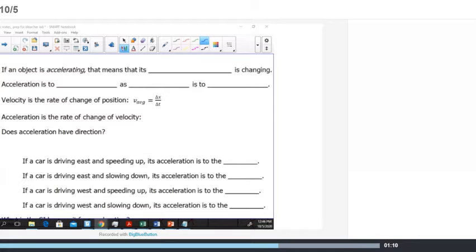So I want to start off with this. If an object is accelerating, by definition, what do we mean? It means that its velocity is changing. So we define velocity as something position changing. We're going to define acceleration as something velocity changing.